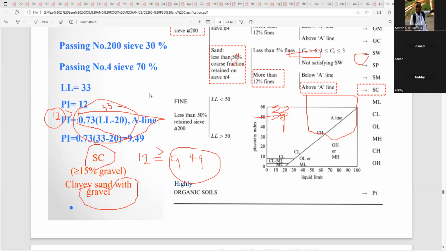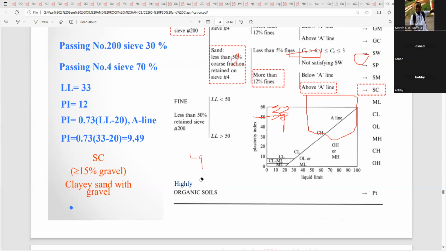Okay, let's do one classification and move on to AASHTO, if time permits us.